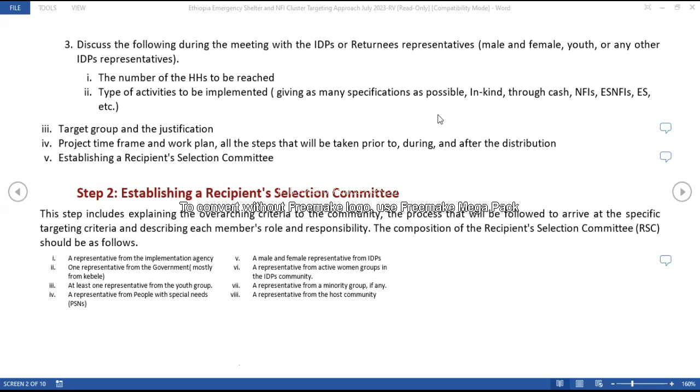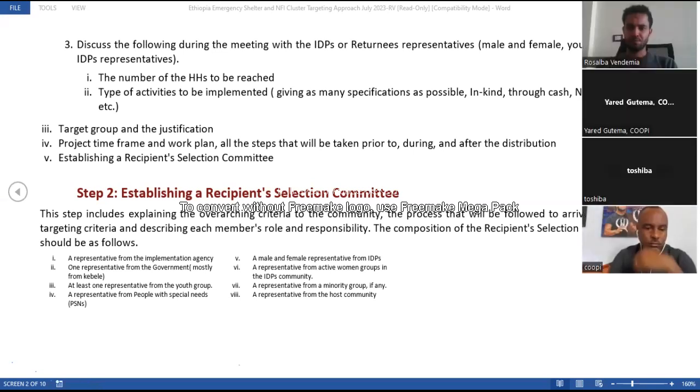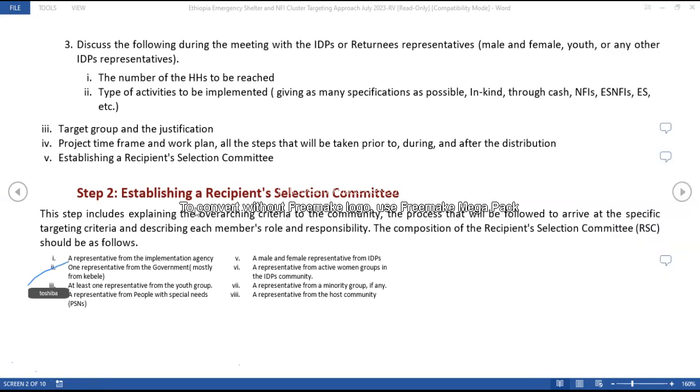Second, the beneficiary selection committee has to include 1 representative from the government, mostly from the Kabale. As we usually operate, this is happening. We are just taking 1 government representative. It may be the Kabale admin or Kabale manager or someone else that can represent the Kabale. We have to ensure that someone from the local authorities is there. The third one is at least 1 representative from the young group. At least 1 representative from the young group has to be there.